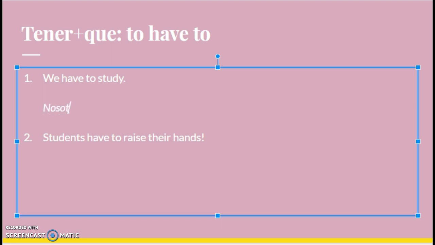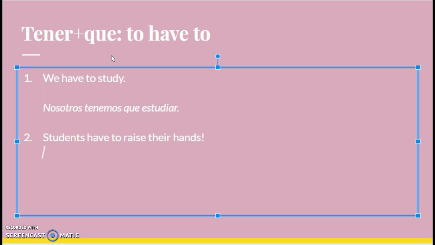We, once again, nosotros, include it if you want to, you don't have to. What form of tener is in the nosotros box? That would be tenemos. Then I'm going to look up here at my formula. I have tener, then the next thing is que. So I just had que, that's kind of like the have to, the to part of have to. And then to study is estudiar.